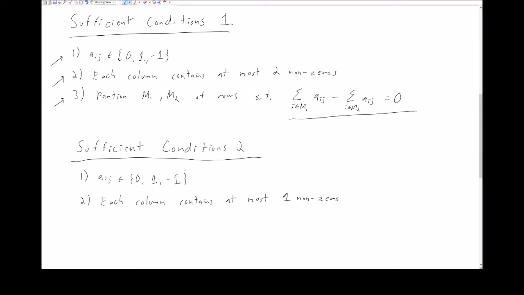However, it excludes a particular case that's actually very easy to identify. If, for example, we have a matrix where every entry is 0, 1, or -1, and every column contains at most one non-zero, this matrix is also going to be totally unimodular, but it's not considered in sufficient conditions 1. These conditions, sufficient conditions 1 and sufficient conditions 2, are going to be the main tool we're going to use to show that any matrix is totally unimodular.